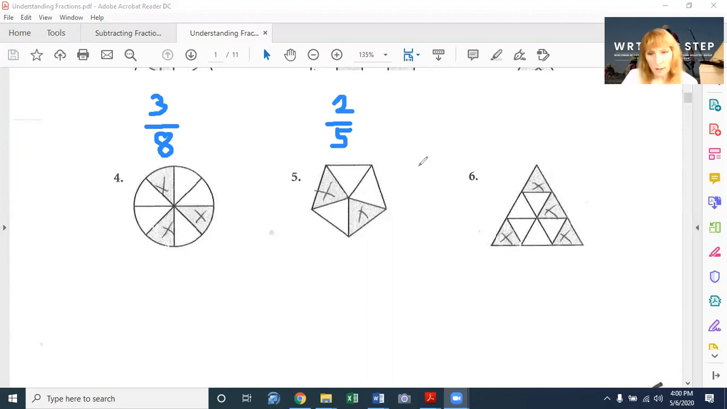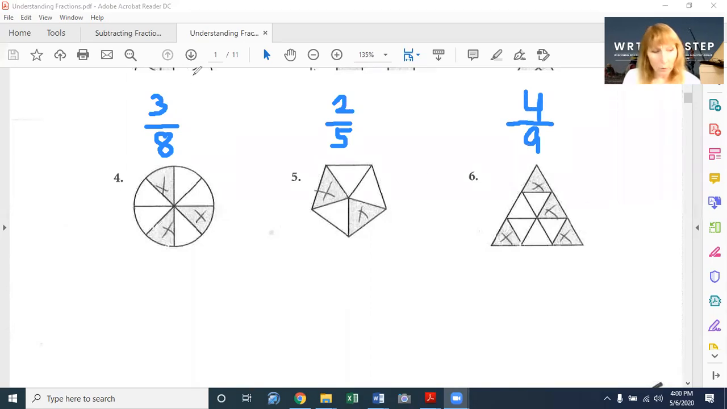Next one is a triangle. How many parts do we have? 1, 2, 3, 4, 5, 6, 7, 8, 9 parts. So 9 is my denominator. My numerator would be, how many are colored in? 1, 2, 3, 4, right? So 4/9. Okay, so that's what you're going to be doing on that page.